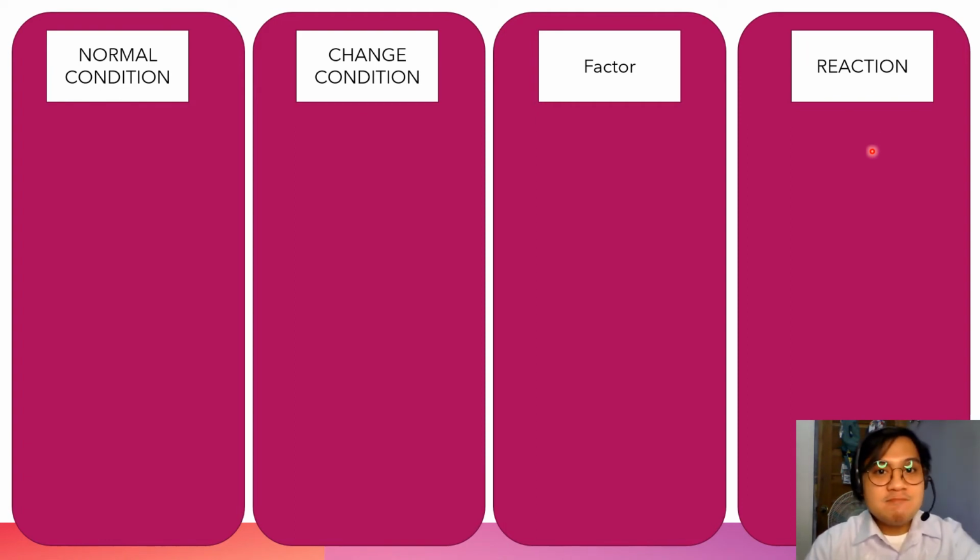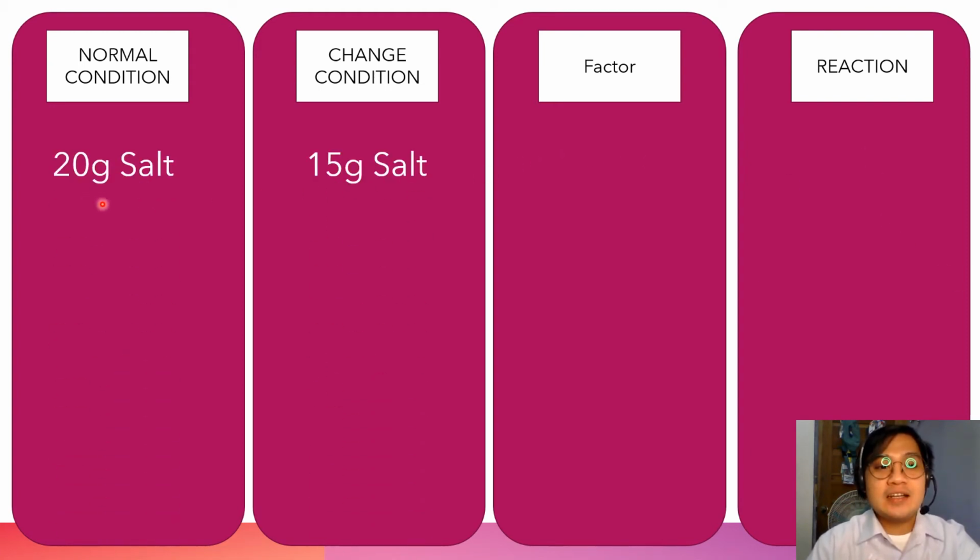So are you ready? Very good. Let's start with the first item. For our first item, you have 20 grams of salt that eventually becomes 15 grams of salt. So this particular substance is an example of the factor of concentration. What do you think will be the rate of reaction for this particular substance? Is it slower or faster? Answer it now.